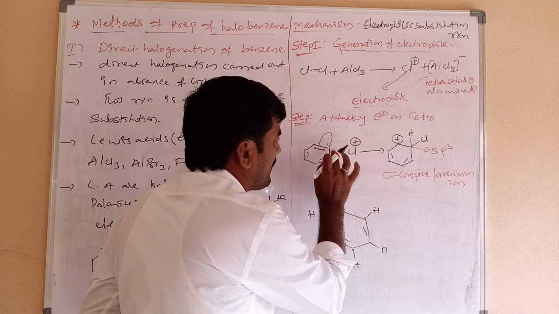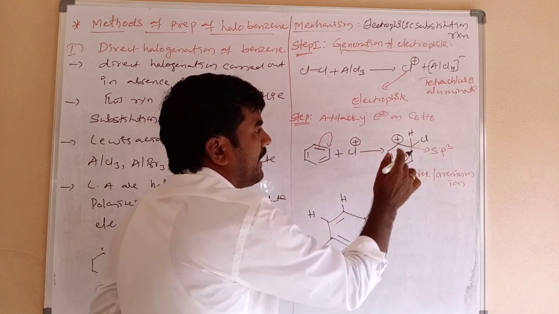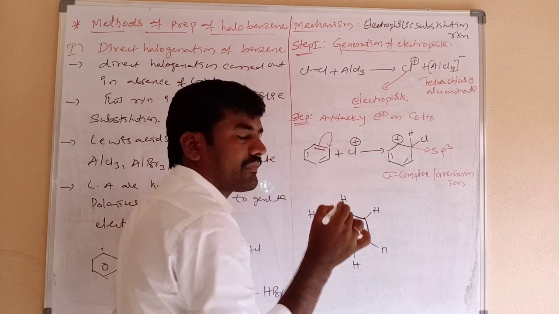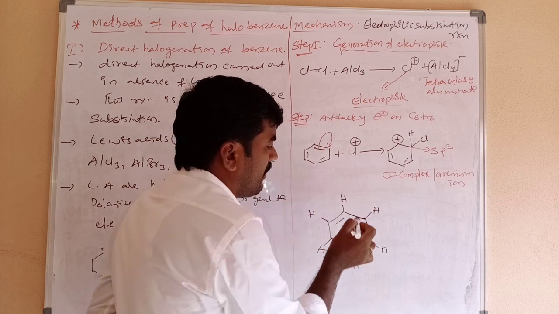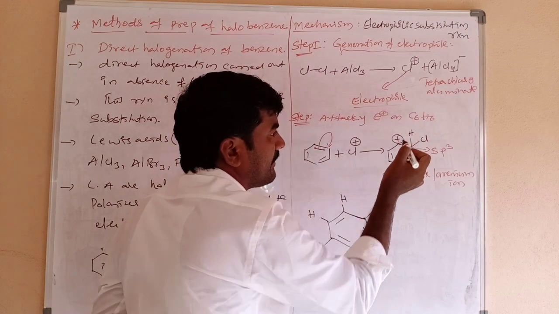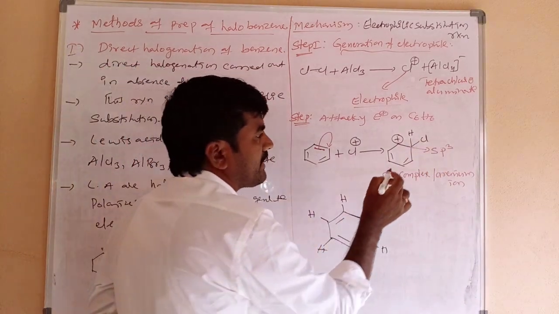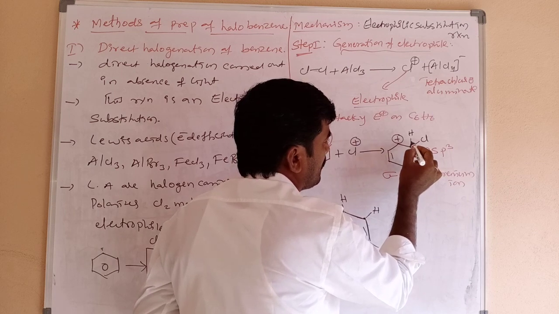After shifting this pi bond, one sigma bond forms between the electrophile and the carbon atom, and this carbon atom has two sigma bonds with the two adjacent carbon atoms. 1, 2 over, the third one with the hydrogen atom, the fourth one with the chlorine atom. So tetravalency of this carbon atom is satisfied. This carbon atom has 4 valency: 1, 2, 3, 4.